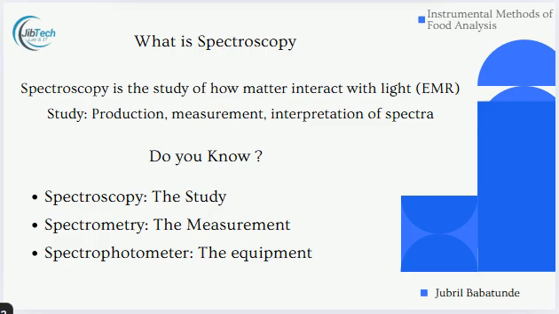So what is spectroscopy? Spectroscopy is the study of how matter interacts with light. All right, and by light we mean electromagnetic radiation. So it is basically the study of how matter interacts with light. There are two players in this definition. We have matter and then we have light. We all know what matter is, right? And then light, and I said by light we mean electromagnetic radiation.